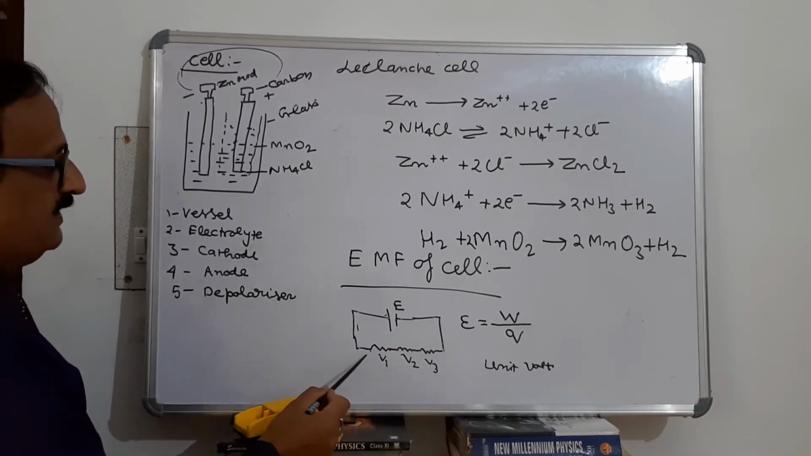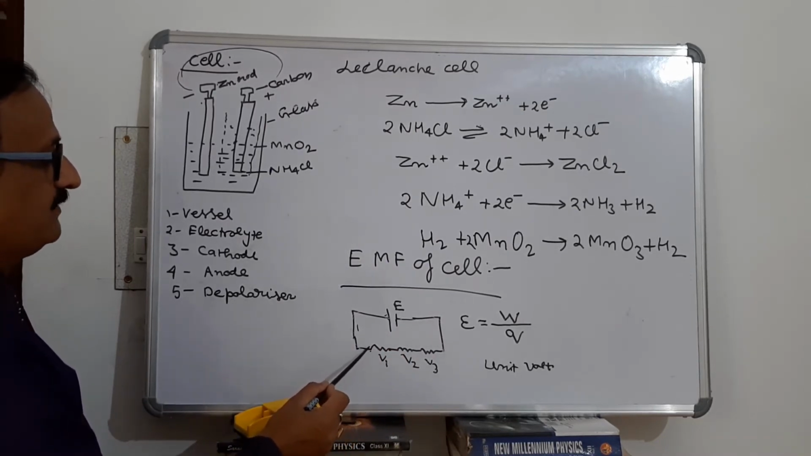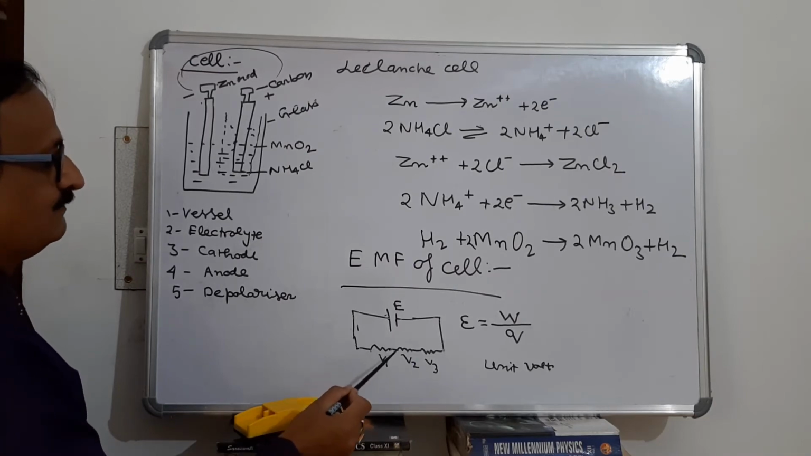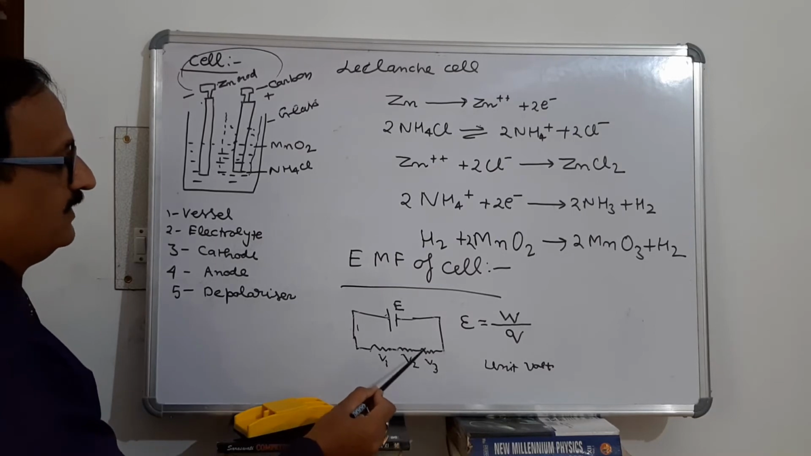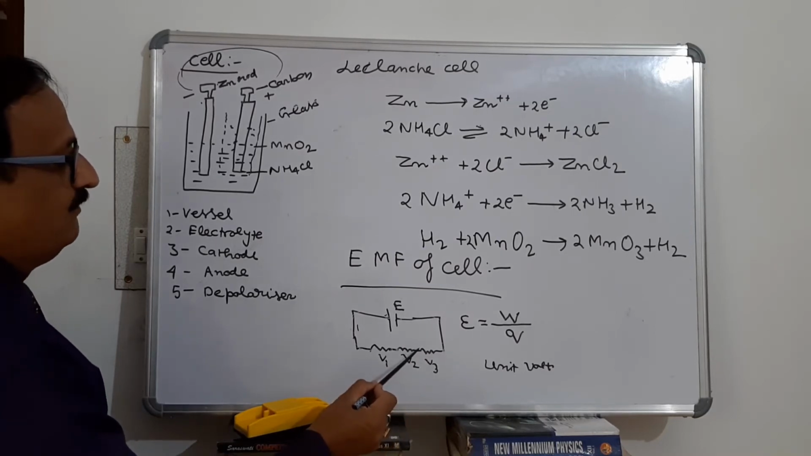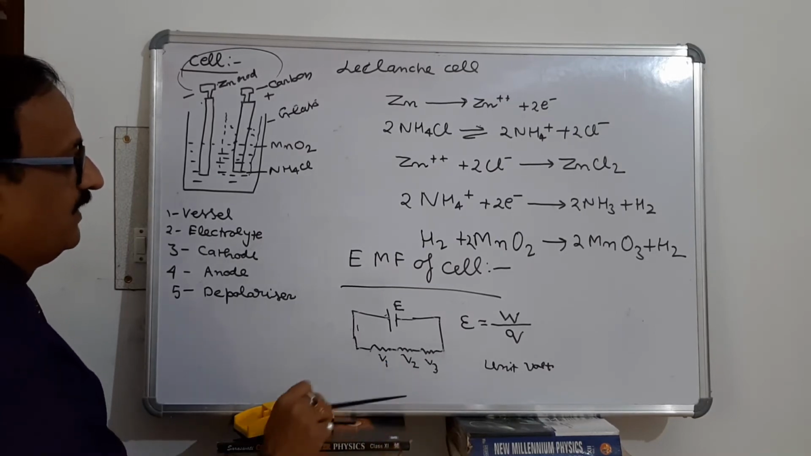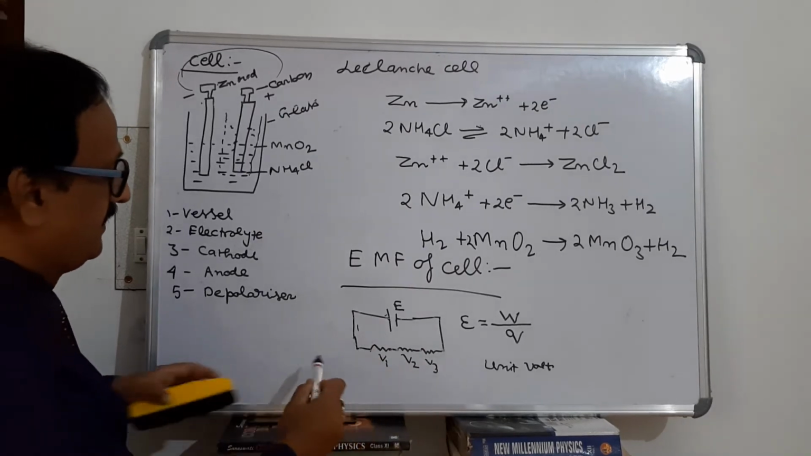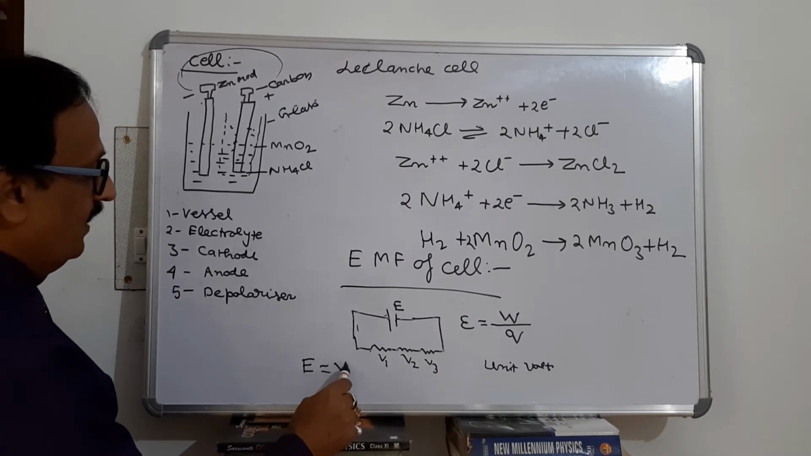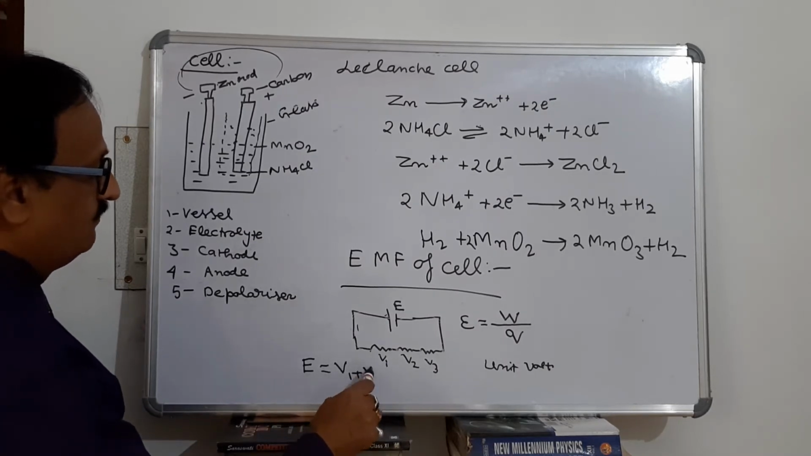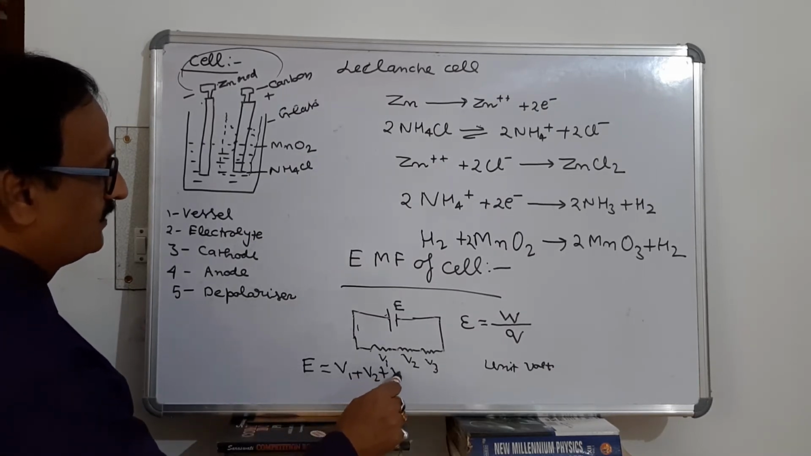And this potential difference V1 means the work done in moving unit positive charge from this point to this point only. V2 means the work done in moving unit positive charge from this point to this point only. V3 means the work done in moving unit positive charge from this point to this point only. Therefore, in this circuit, E will be equal to V1 plus V2 plus V3.